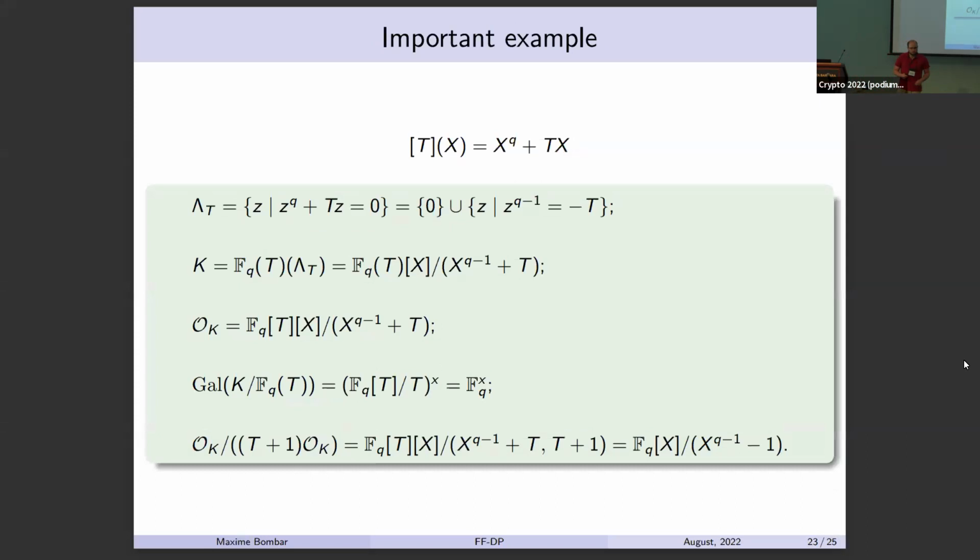Okay, let's do a quick, simple computation to understand what's happening. I recall that the bracket of t was x to the q plus t times x. What about the t torsion? The t torsion is just the roots of this polynomial, so it's 0 plus all the q minus 1 roots of minus t in the algebraic closure. So when I add this torsion element to F_q(t), I have this function field, which is generated by this polynomial. I can compute the ring of integers, which has this very nice shape.